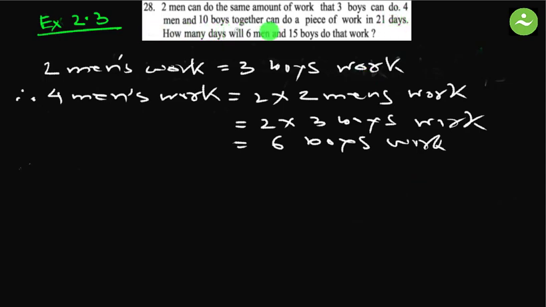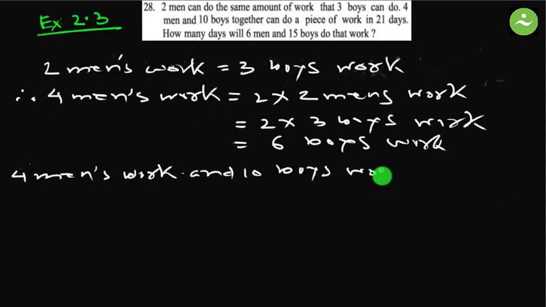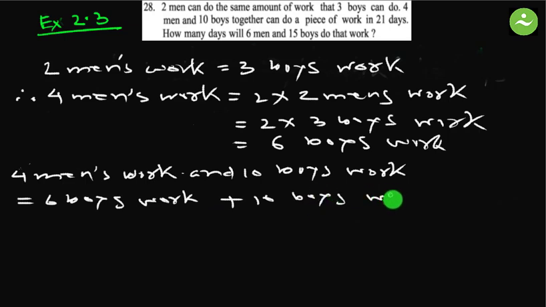4 men and 10 boys together, when they work, they finish in 21 days. So 4 men's work and 10 boys' work. If we convert these to boys' work, we know 4 men means 6 boys. So 6 boys' work plus 10 boys' work is 16 boys' work.